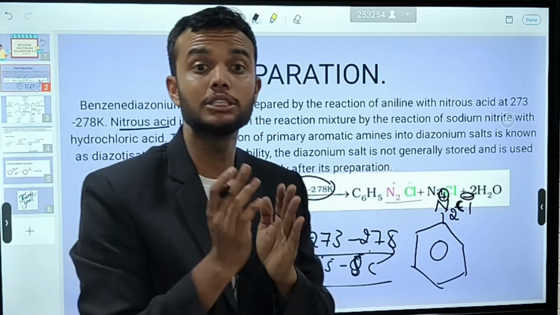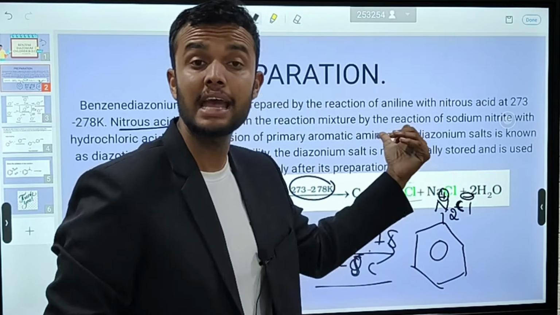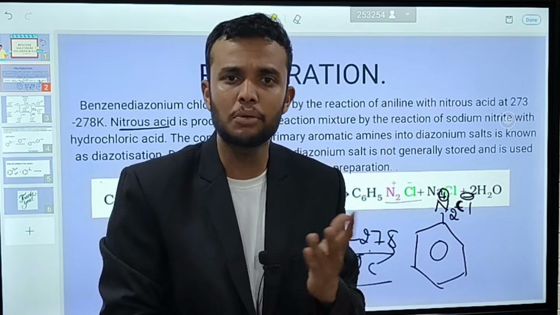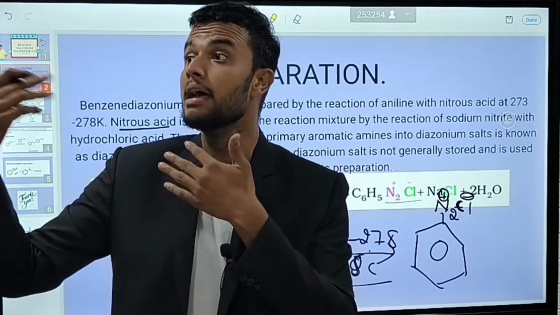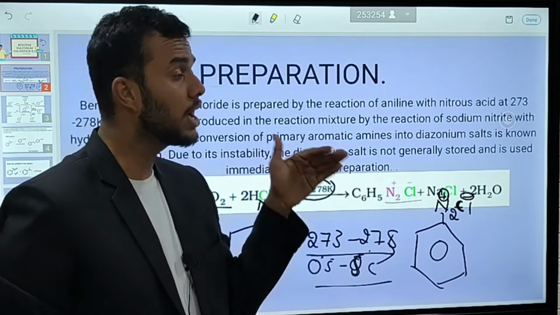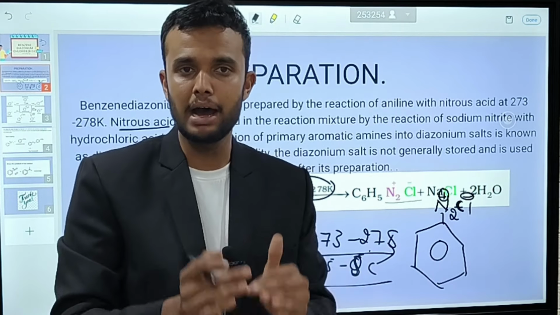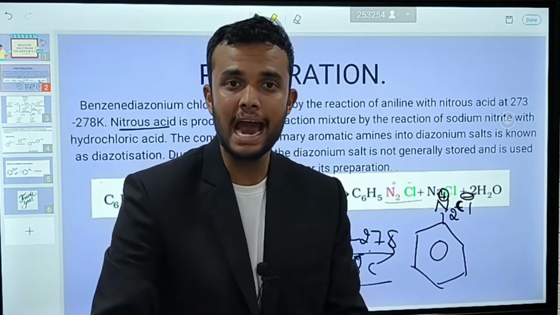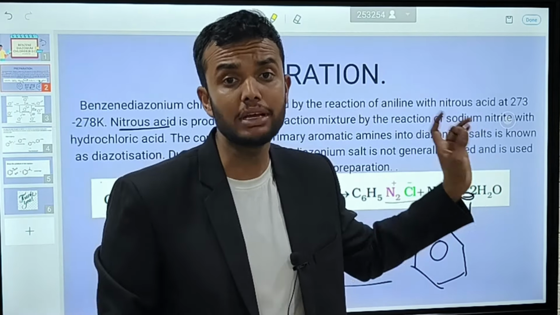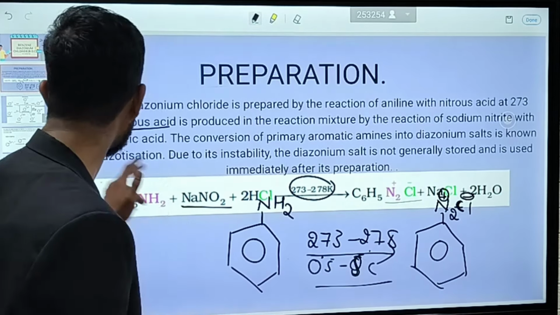And also students, here in the case of BDC, we have another important point. BDC we can't store. Why? Sir, because it is highly reactive. For example, if you store the BDC, then what will happen? Maybe it will react with the oxygen present in the atmosphere and it will undergo oxidation. So we do not store the BDC, but we prepare the BDC instantaneously. This is the preparation, very important for 2 marks. Always they will ask for it in your book. Then let's move to the chemical reactions.